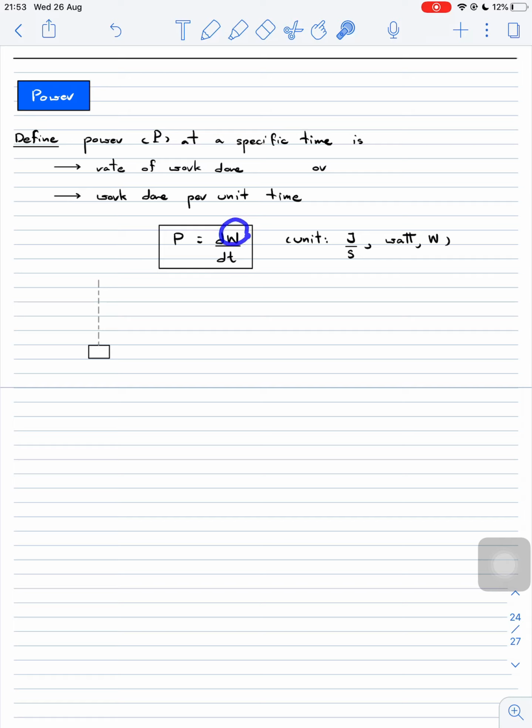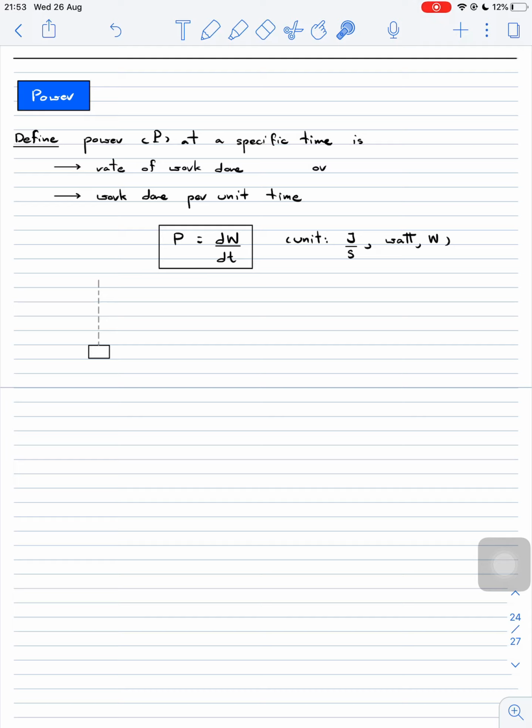Where W here is the work done. The work done has the unit joules and the time is in seconds, so the unit of the power is joules per second. We call it the watt, or we use the symbol capital W.